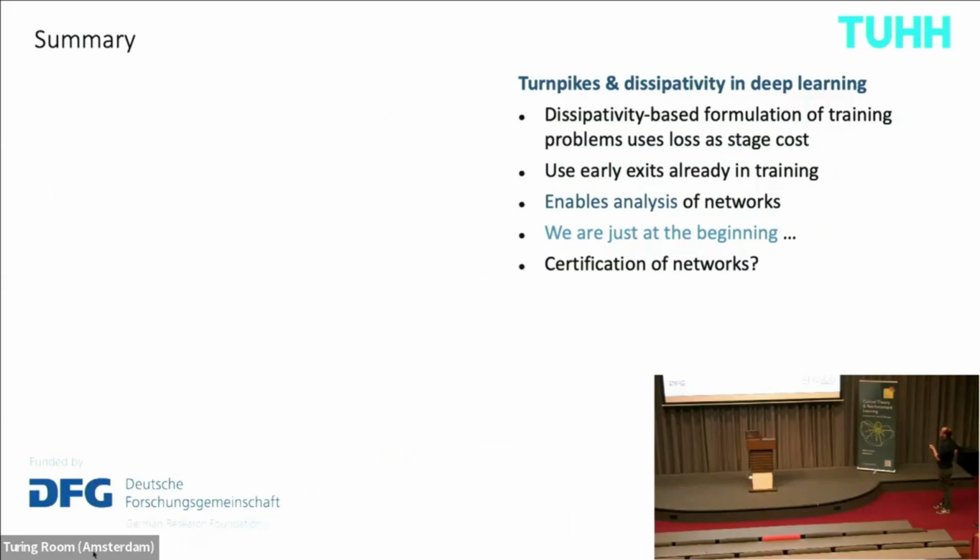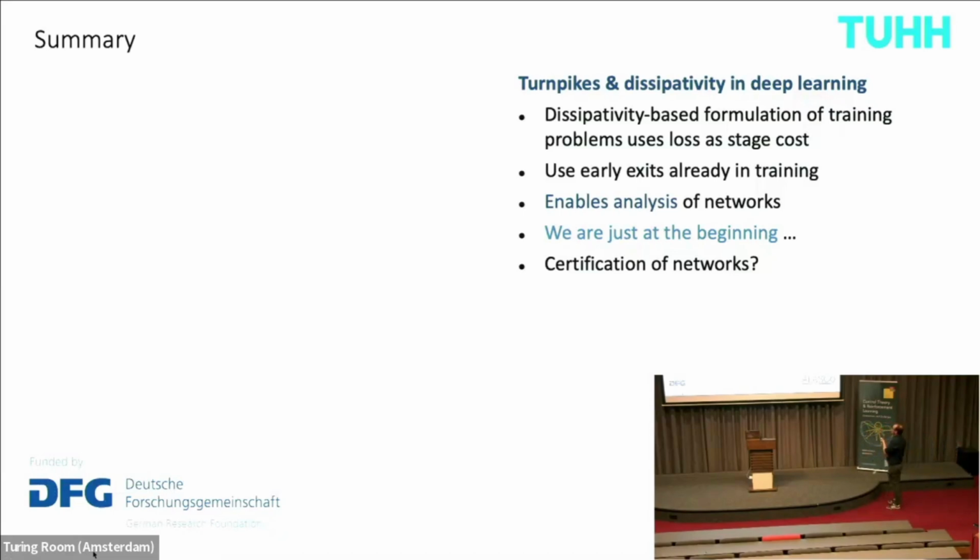What have I tried to tell you? At the end, we talked about turnpikes and dissipativity in deep learning. The idea is really that we try to unleash our optimal control understanding on deep learning problems, not in terms of getting better numerics, but in terms of suggesting different training formulations, which we can certify for optimal solutions. You see a catch there: Adam, PyTorch, whatnot, they never give you optimal solutions, they give you suboptimal solutions. So there's a lot of stuff to be done there.